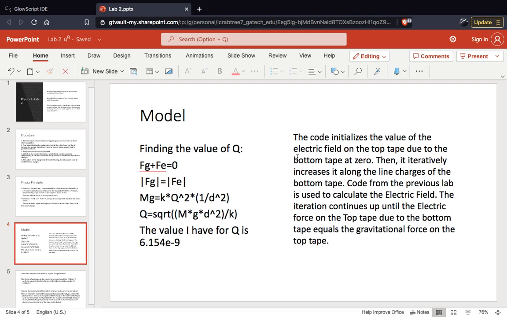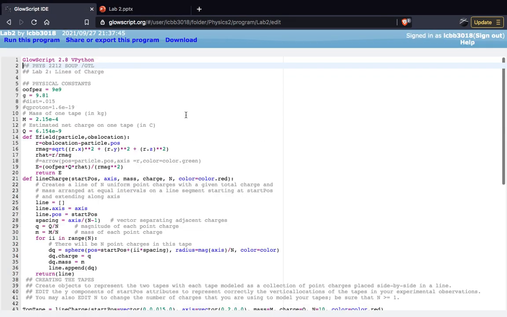The code essentially initializes the value of the electric field on the top tape due to the bottom at 0, and then it iteratively increases it along the line charges of the bottom tape, going one by one through the line charges on the bottom tape, and you'll see that the code represents the electric field from all these line charges. The code from the previous lab is used to calculate these electric fields, and so the iteration continues until the electric force on the top tape due to the bottom tape equals the gravitational force of the top tape in magnitude.